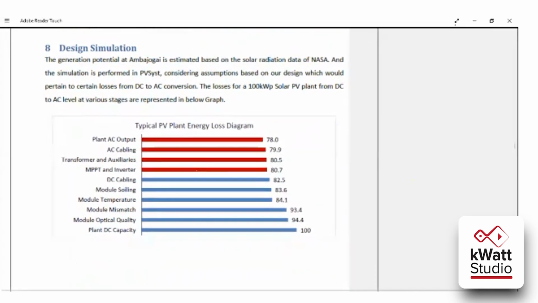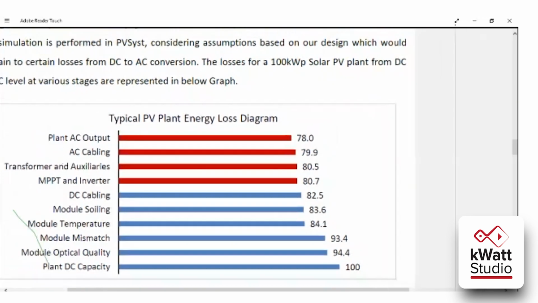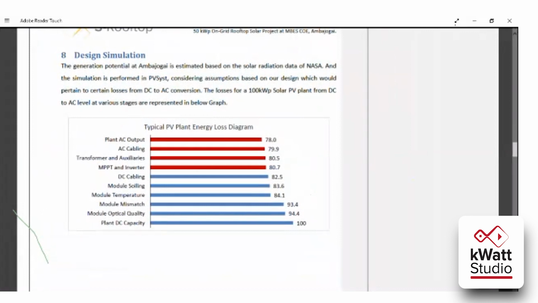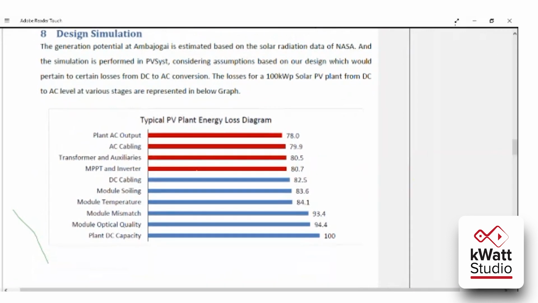Now the design simulation. This is nothing but a general calculation of a 100 kilowatt solar power plant, a standard general calculation. It means if you install a 100 kilowatt power plant, generally what will be the output of that solar power plant? As you can see here, the typical power plant capacity is 100 kilowatt, and the AC output of that power plant will be 78 kilowatt.